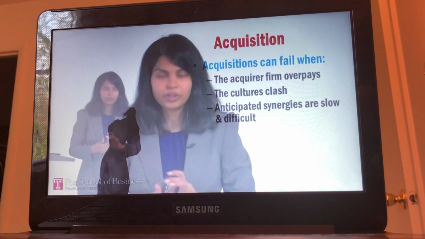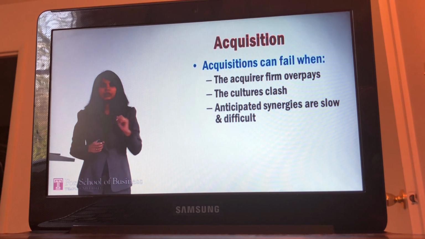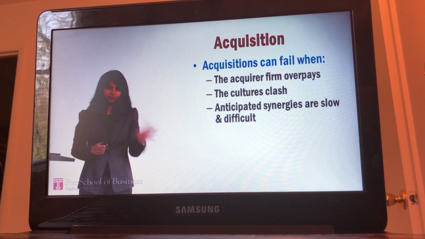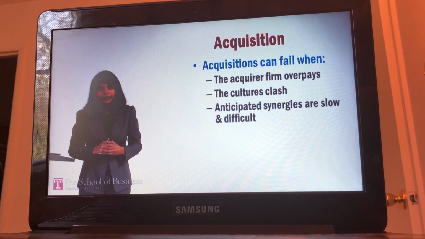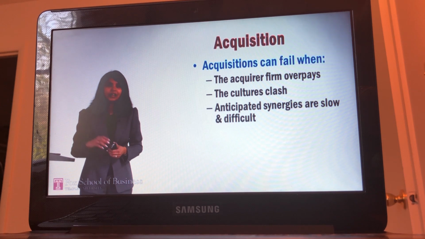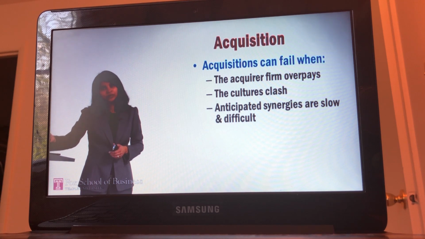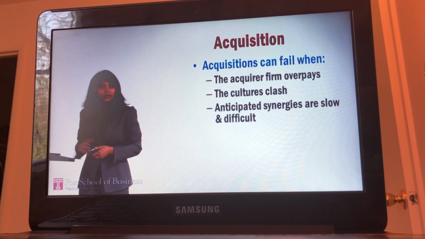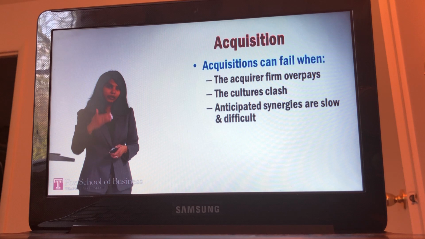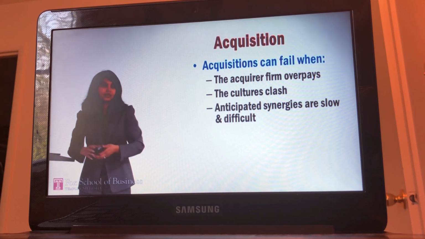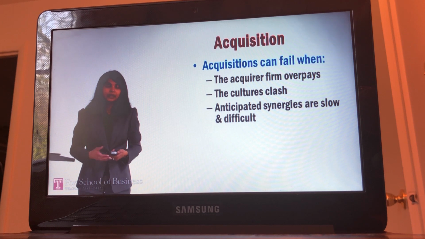I'm going to take up a very good example where Daimler acquired Chrysler in 1998. Daimler wanted to enter the US market, so it acquired Chrysler. But unfortunately, at that time, Daimler overpaid for that acquisition by almost 40%. When you overpay, you are already in a big mess. And around that time, the automobile industry was going to go through a slump. And that is what happened.